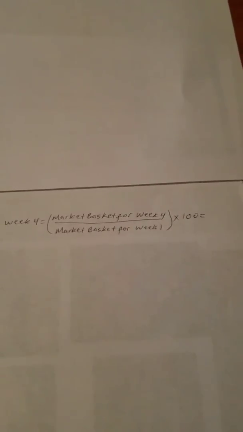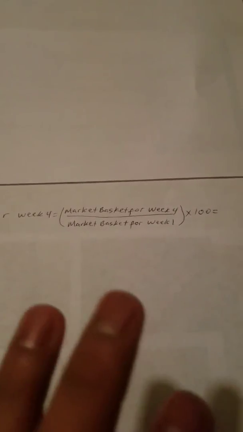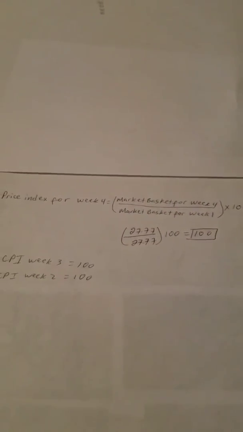Next, we're going to calculate the Consumer Price Index for each week. We can start with week 4. So how we do this is we take the market basket for week 4 and divide that by the market basket for week 1, which is our base market basket, and we times it by 100. Now, since both weeks are the same, the result is 100, and this will be the same for week 3, week 2, and week 1 when we find our Consumer Price Index.